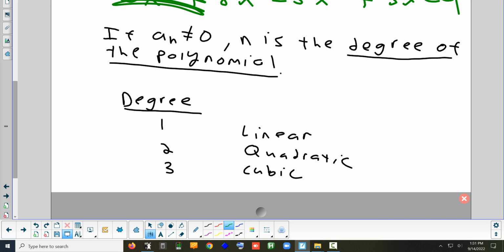Degree 4. Degree 4 is quartic. I don't think they use any names beyond that. So if you had degree 5, degree 6, you would just say it's a degree 6.